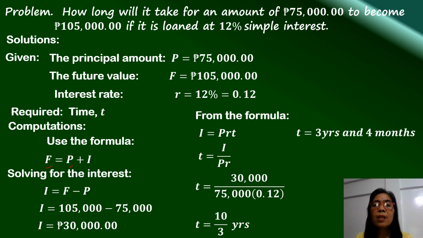That means it will take 3 years and 4 months for the 75,000 pesos present value of money to become 105,000 pesos if it is subjected to 12% simple interest.